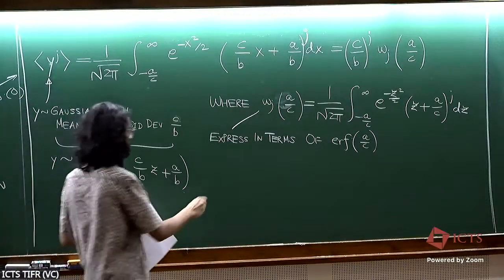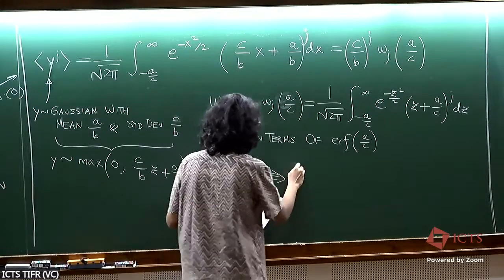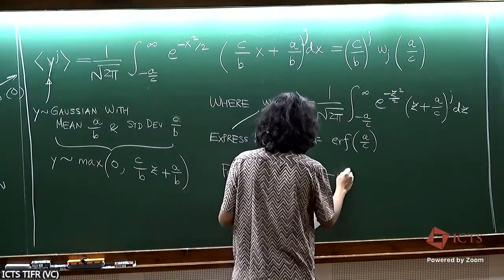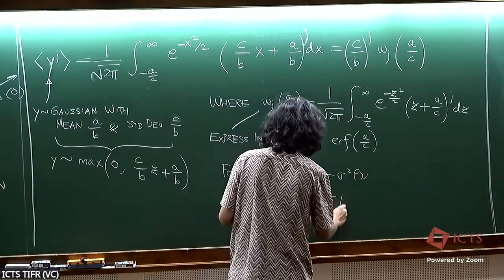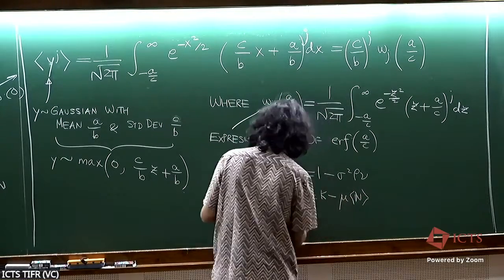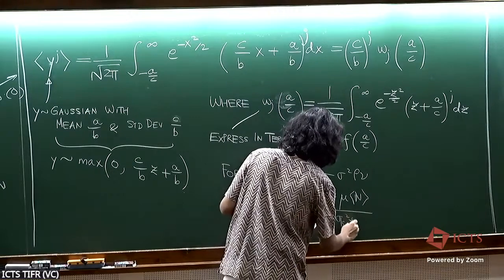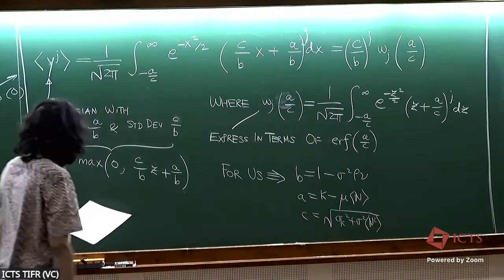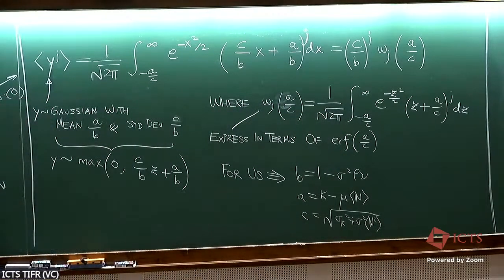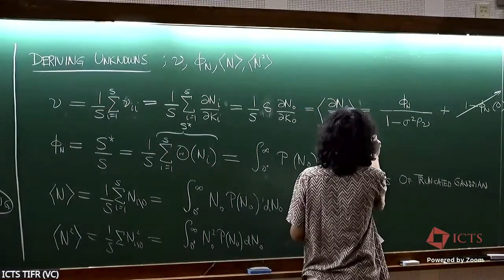And so for us, really we have a situation where B is 1 minus sigma squared rho nu, A is K minus mu mean N, and C is sigma K squared plus sigma squared mean N squared. And so you can also write this down by substituting that whole thing. This will be in terms of this evaluated at j equals 0.